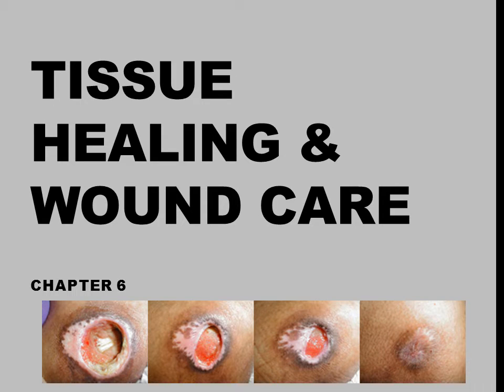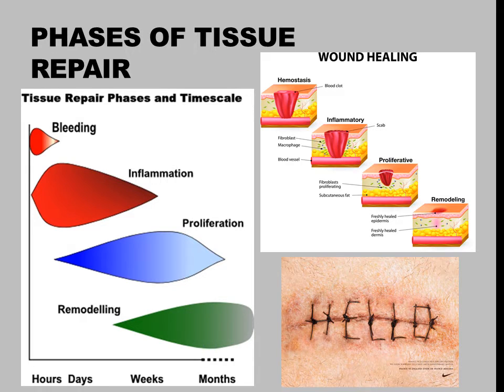Tissue healing and wound care. The phases of tissue repair often overlap each other and can be hard to understand. The first phase is bleeding. It begins at the onset of injury, and the objective is to stop the bleeding.